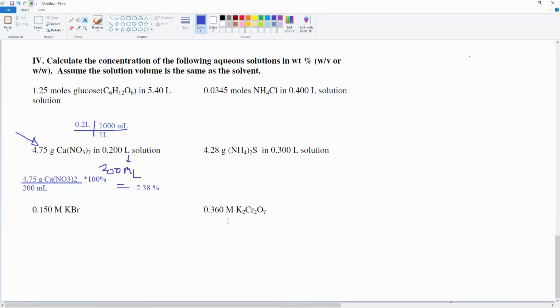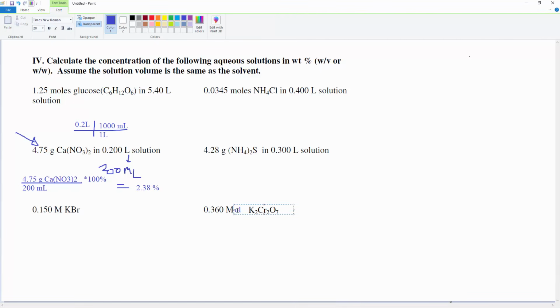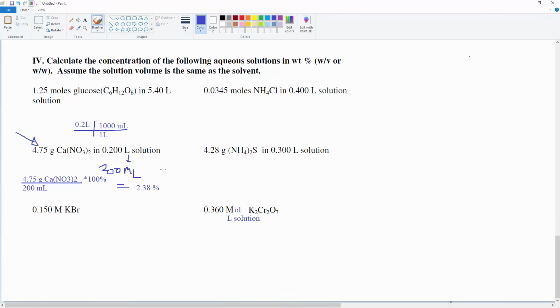Let's do this one down here. Let's do our potassium dichromate. If I've got a 0.360 molar, what do I do with that? Yeah, Sarah, you are exactly right. That is exactly the right thing to do. You see the capital M, and you immediately translate that to say, oh, that's actually moles divided by liters of solution. This is what that is saying. Okay, now I can solve the rest of that problem.